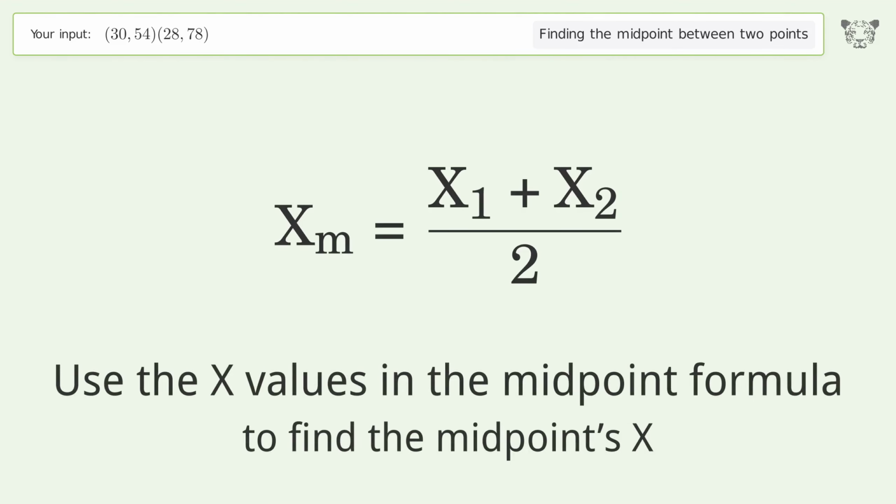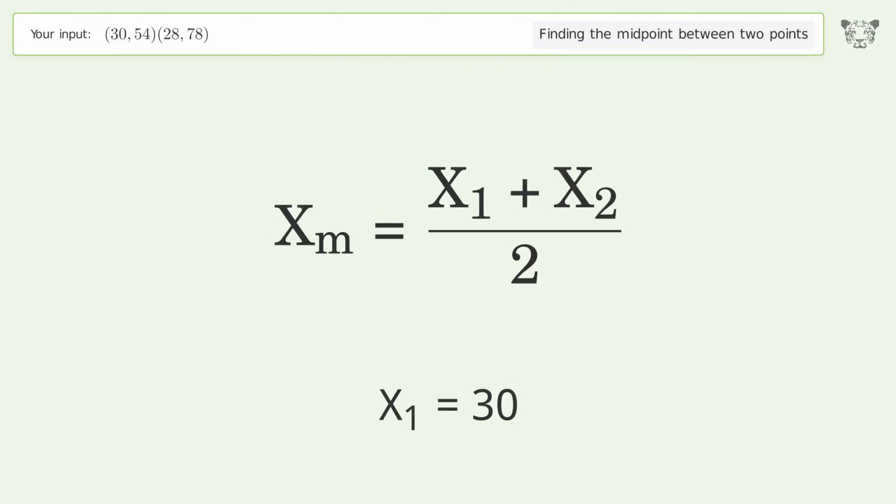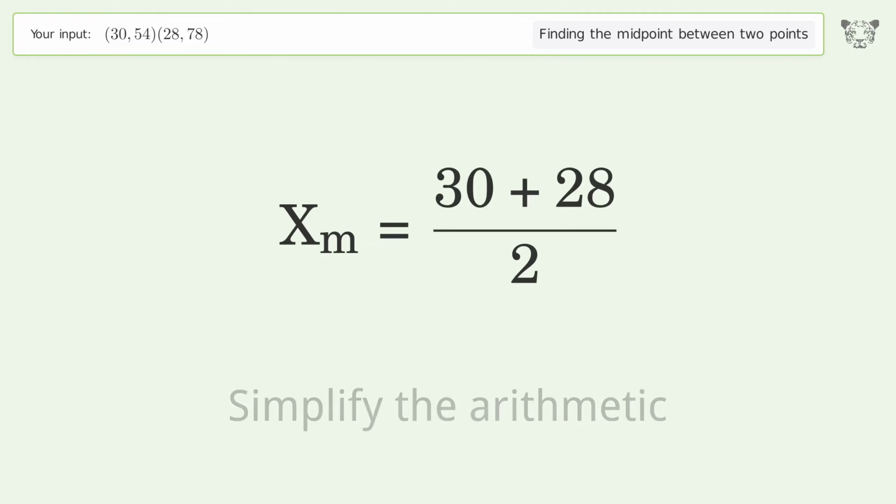Use the x values in the midpoint formula to find the midpoint's x. x1 equals 30. x2 equals 28. Simplify the arithmetic.